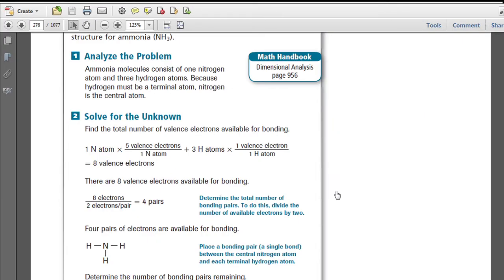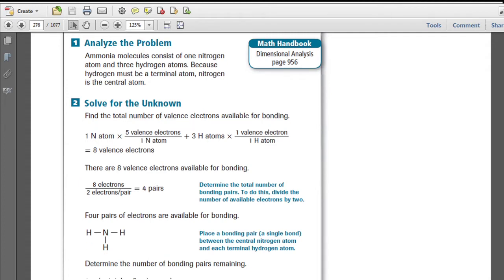So, nitrogen has 5, hydrogen has 1. Let's find out how many total electrons we have. Do your arithmetic, you add them all up, you have 8 valence electrons. So we know that there are 2 electrons for every pair. So we're going to divide those 8 electrons by 2 electrons for every pair, and we know that 4 pairs exist in this molecule itself.